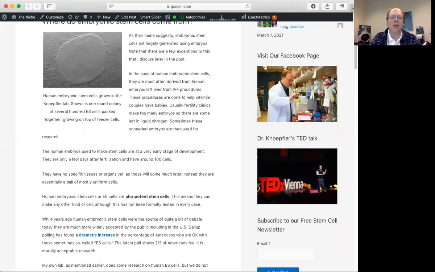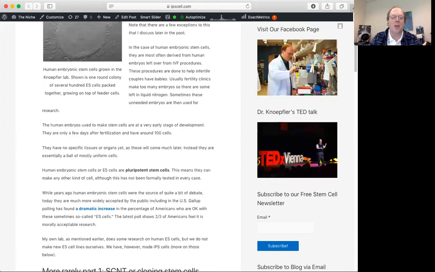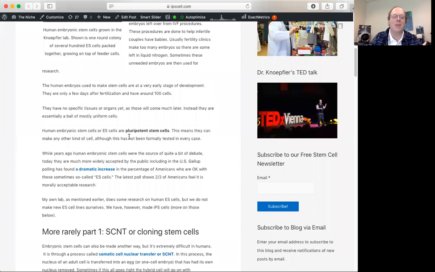So the embryos that are used to make embryonic stem cells typically are called blastocyst stage embryos. So in humans, they have only about 100 cells. And they look just like a little round circle of cells, and I'll show you that in a bit. Embryonic stem cells belong to a class of stem cells called pluripotent stem cells, and this just means that they can make many different kinds of differentiated cells.